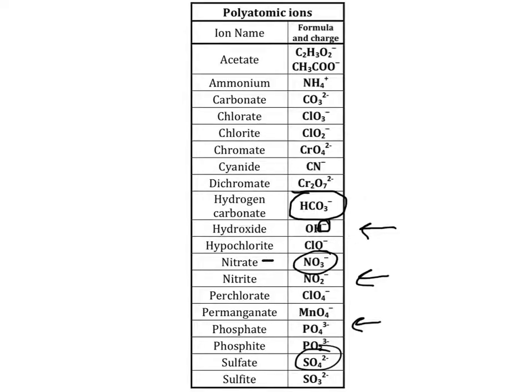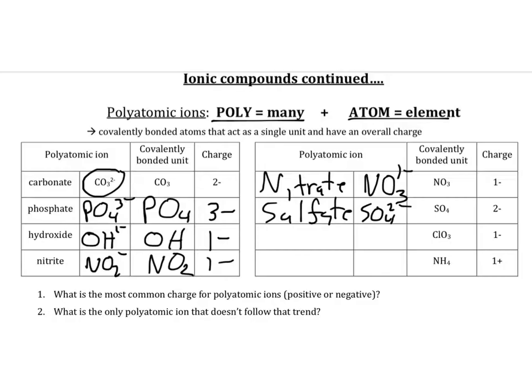Now, let's recognize that sometimes it ends in ate, sometimes it ends in ite. All right, then we have ClO3, that is a 1 negative. This is chlorate if you look on the chart. And then we have NH4 here. It's NH4. This is a 1 positive. Notice how most of them are negative, but this one happens to be positive. In fact, it's the only one that is positive that we will talk about, and this is ammonium.